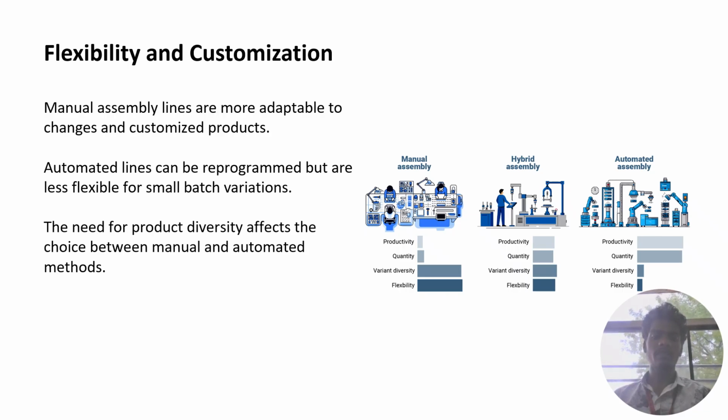Flexibility and customization. Manual assembly lines are more adaptable to changes in customized products. Automated lines can be reprogrammed but have less flexibility for small batch varieties. The need for product variability decides the choice between manual and automated methods. The diagram shows the wages and flexibility and customization of the product for the company.